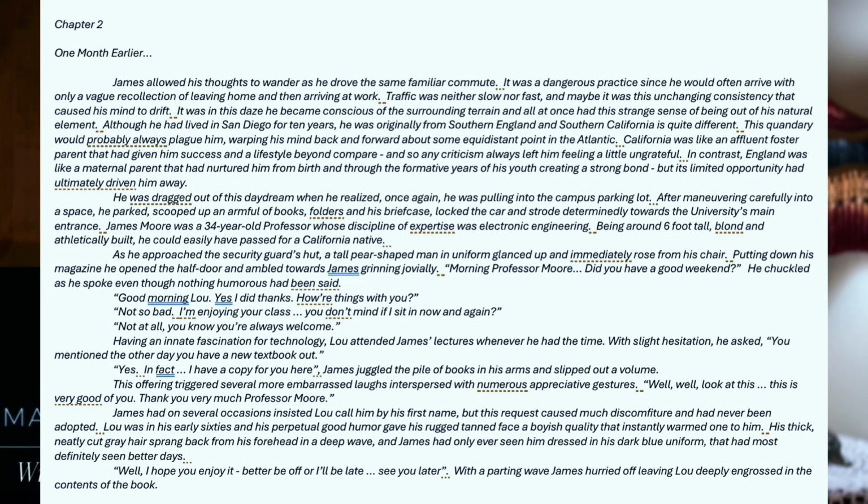His thick, neatly cut grey hair sprang back from his forehead in a deep wave, and James had only ever seen him dressed in his dark blue uniform that had most definitely seen better days. "Well, I hope you enjoy it. Better be off or I'll be late. See you later." With a parting wave, James hurried off, leaving Lou deeply engrossed in the contents of the book.